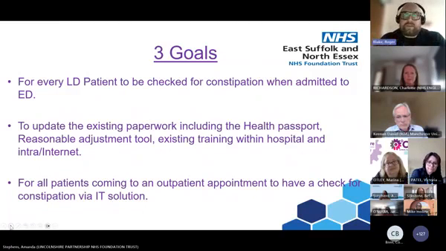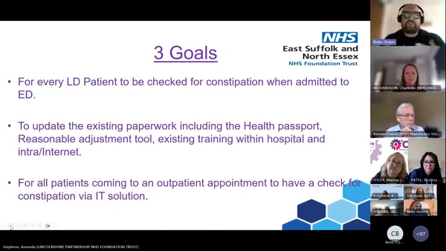The third goal, and probably the most difficult part of this project, was creating an IT solution for every outpatient appointment of everybody that has a learning disability who comes in contact with ESNEFT. I think I heard there are over 2,500 to 3,000 outpatient appointments per day across ESNEFT, so we had to think big on this. We needed something that will come up in front of the clinician when they're seeing a patient for an outpatient appointment, so that they will have a check for constipation. I'm happy to say that this will be included in our new EPIC system, which will be going live early next year.